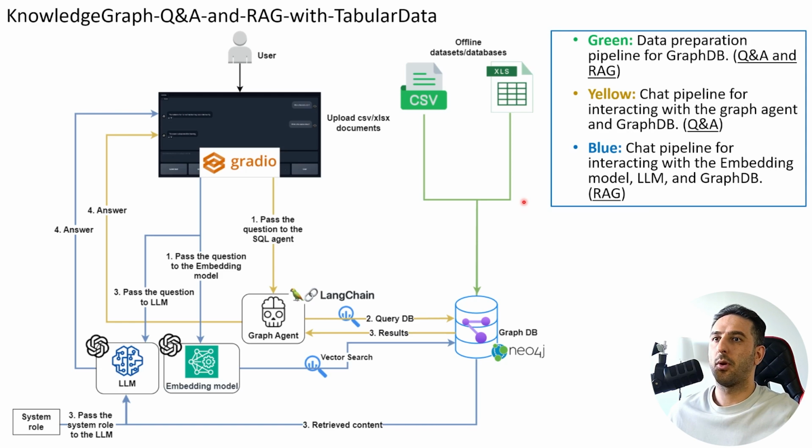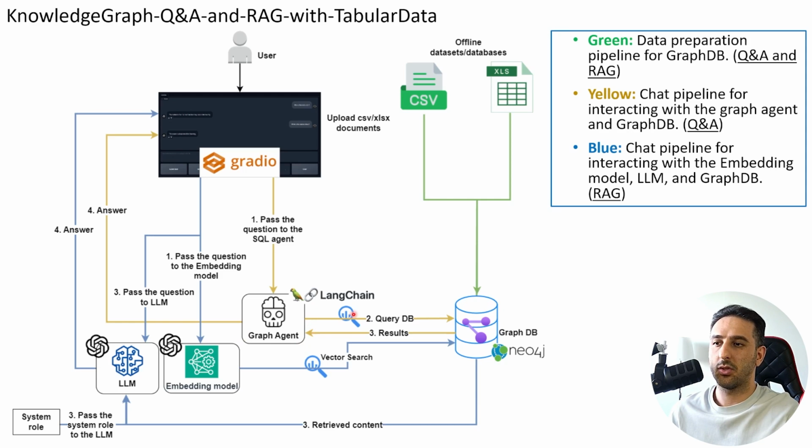This is the scheme of the project that we want to develop in this video. The green pipeline represents the data preparation for the graph database. As I mentioned, I'm going to use tabular data, and our pipeline is able to handle CSV files and Excel files. From those data, we are going to construct the knowledge graph, and we are going to populate our graph database using the constructed knowledge graph. The yellow pipeline is for interacting with the graph agent and graph database. As soon as the user asks a question, that question is going to be passed to a graph agent.